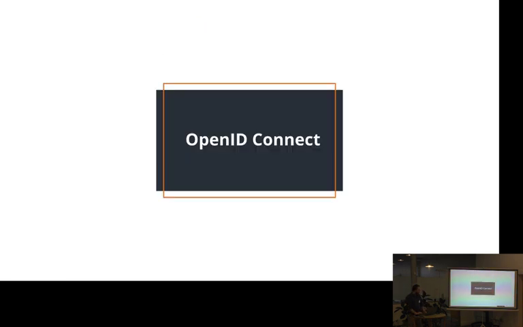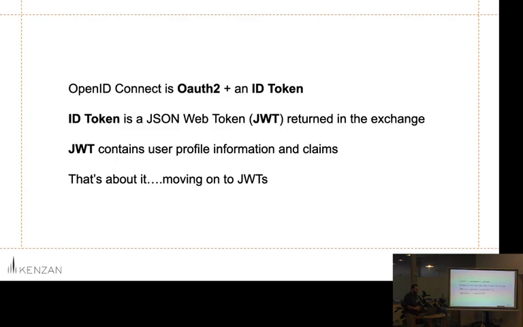We're going to cover OpenID Connect. I kind of made it sound like it was its own protocol, but it's really not. OpenID Connect is OAuth plus an ID token. What is an ID token? An ID token is a JSON web token that is returned in the token exchange. So it's just like an additional field you get back when you talk to the IDP. And that's what makes it OpenID Connect versus OAuth 2.